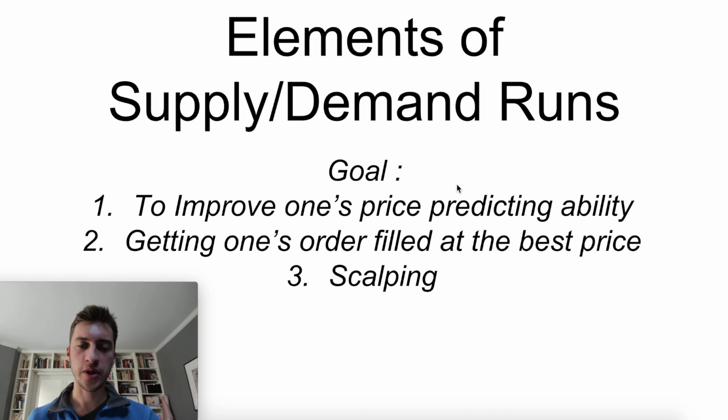So all three of these can pertain to different kinds of trading strategies. If you are a short-term trader, then this could be helpful with scalping. If you're any other kind of trader, getting one's order filled at the best price is a goal that many traders have who want to make the most amount of money and lose the least amount of money. You're going to want to get your order filled at the best possible price. And knowing supply and demand runs is going to help with that ability. And also, of course, price predictions that I had mentioned as the first part.